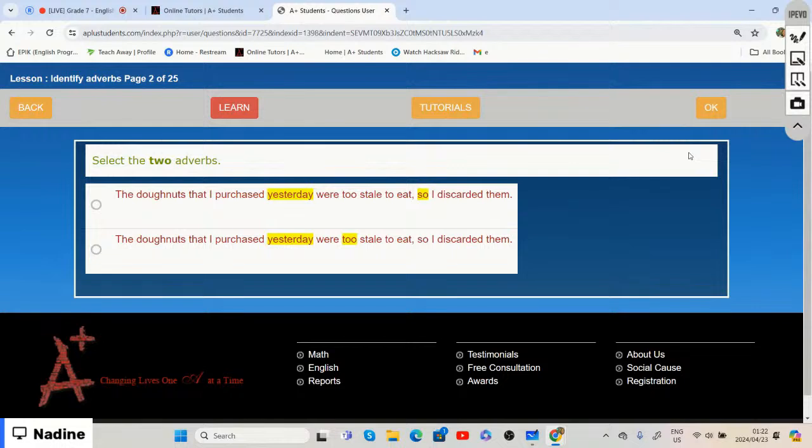We need to select two adverbs, right? It's either yesterday and so, or yesterday and too. The donuts that I purchased yesterday were too stale to eat, so I discarded them.